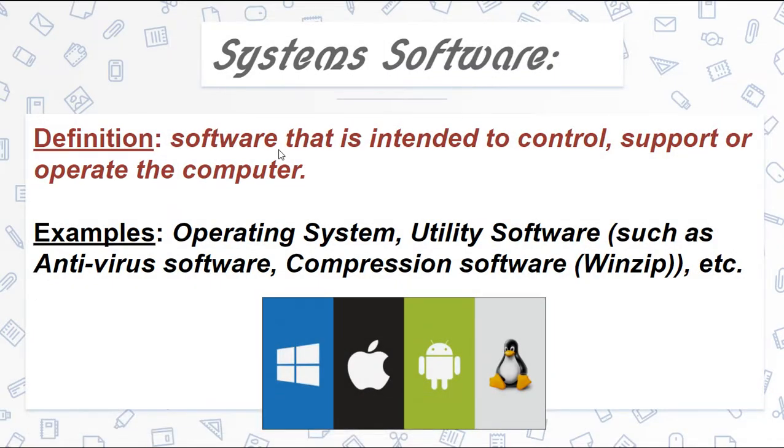System software is software that is intended to control, support, or operate the computer. Remember, the computer can be a cell phone. Examples: the operating system, Android, iOS, Windows, whichever one you use. Utility software, so some kind of antivirus software that you've installed to protect your device. Compression software to make files smaller, something like WinZip.